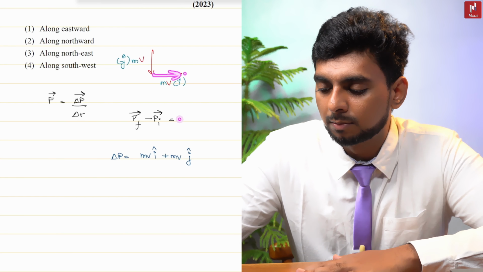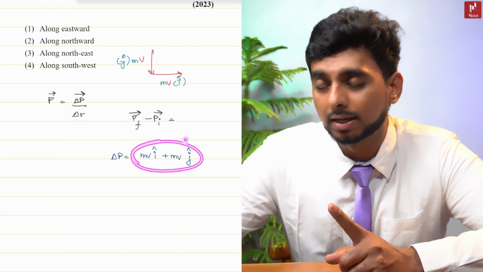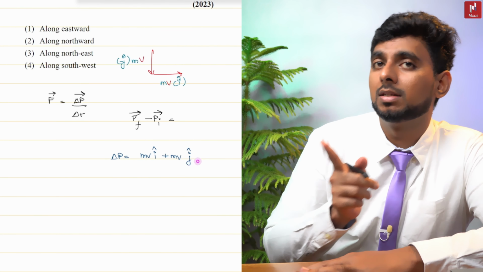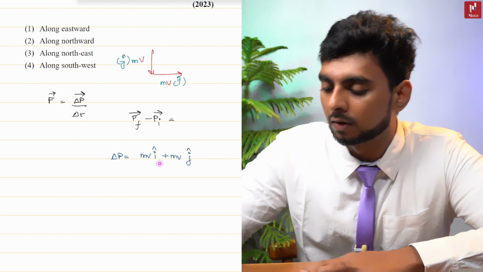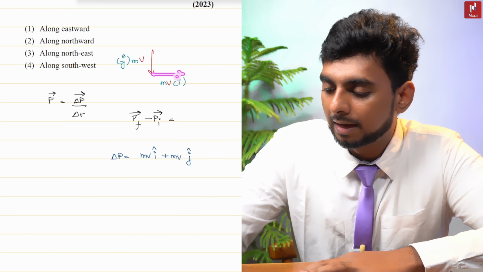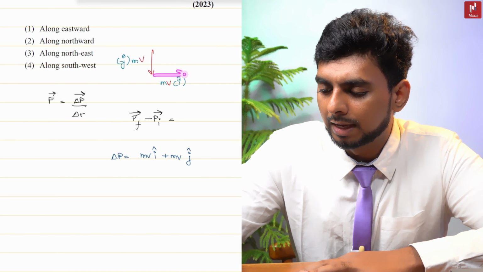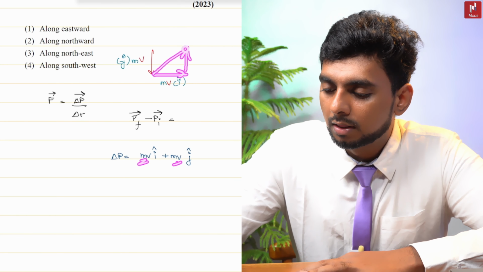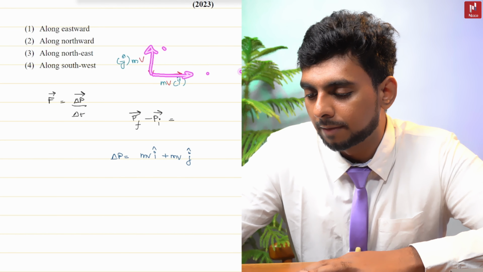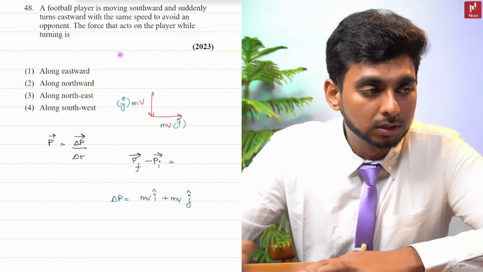Obviously final momentum minus initial momentum will give you a certain vector. When you look at that vector, it gives you the direction of the change in momentum, which is nothing but the direction in which the force has acted on that particular guy. Here it is pretty obvious: the direction of the change in momentum is plus i cap and plus j cap. It is acting in this inclination, and obviously i and j have the same magnitude, therefore it will be along northeast. So the answer here is along northeast, which is option 3, right?